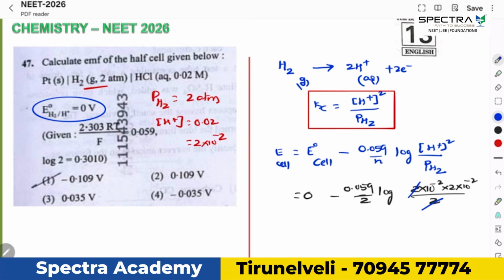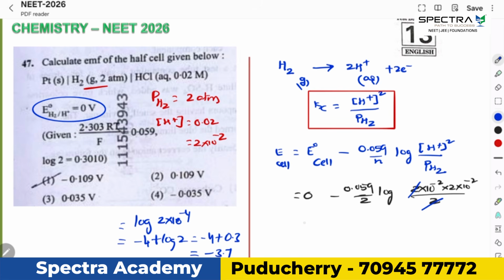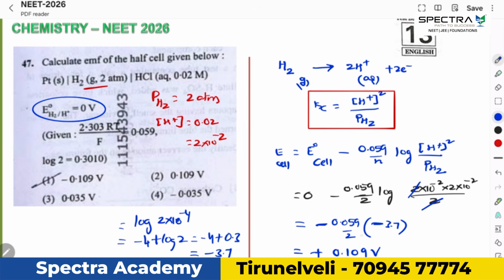After cancellation you will get log of 2 into 10 to the power of minus 4, that is equal to minus 4 plus log 2, that is minus 4 plus 0.3, which is minus 3.7. Now you can substitute this value: 0.059 by 2, the total value is minus 3.7. So minus becomes plus, and 0.109 volts will come after cancellation. Understood this, students?